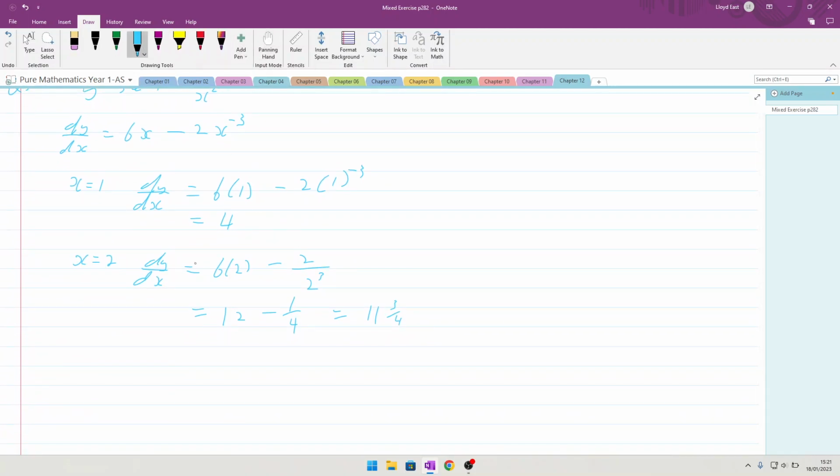And then finally, when x equals 3, dy by dx is equal to 6 times 3 minus 2 over 3 cubed, which is 2 over 27. Okay, so we end up with 18 minus 2 over 27, which is going to be 17 and 25/27, I think. 17 and 25/27.